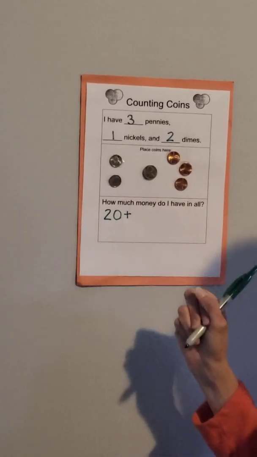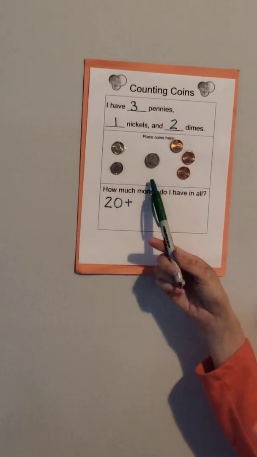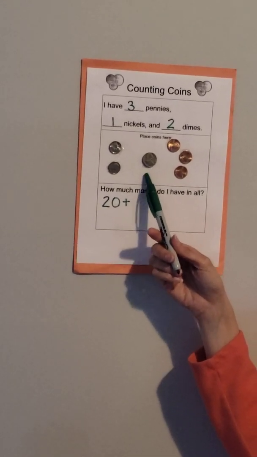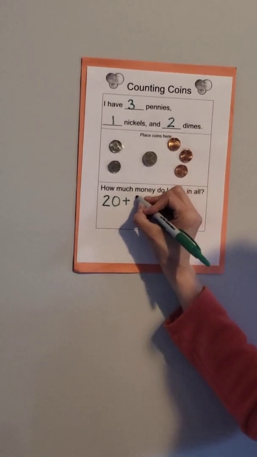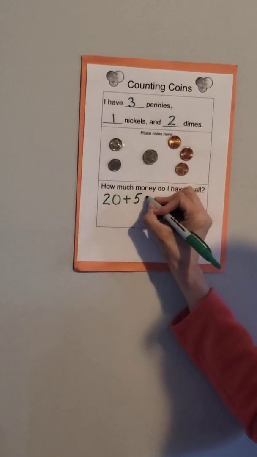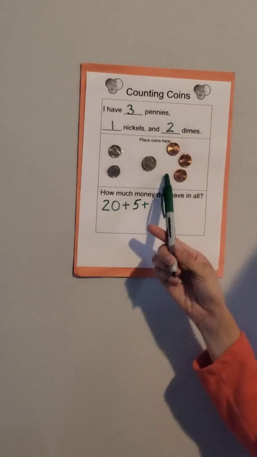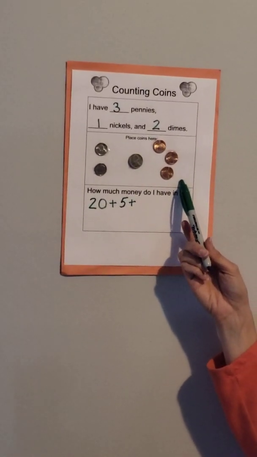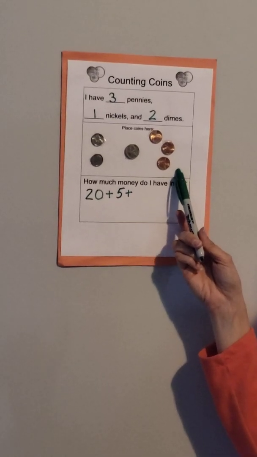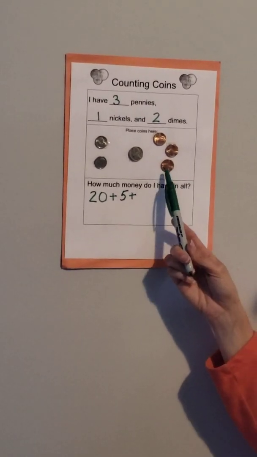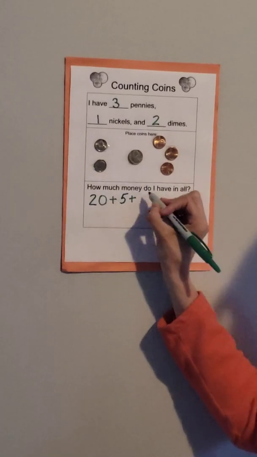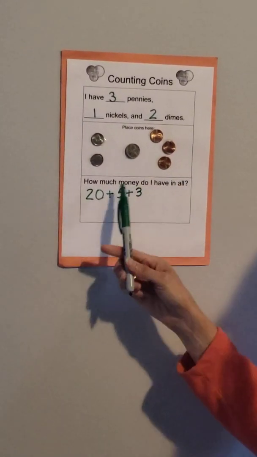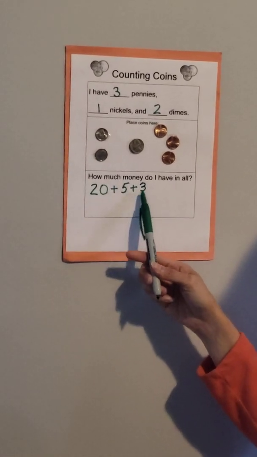plus the value of my nickels. I just have 1 nickel. A nickel is worth 5 cents, so I know I have 5 cents worth of nickels. So 20 plus 5 plus, how much money do I have in my pennies? Now remember, a penny's only worth 1 cent, so when we count the value of the pennies, we can count them by ones. Count them with me. 1, 2, 3. So how much money do I have in all? I have 20 plus 5 plus 3.